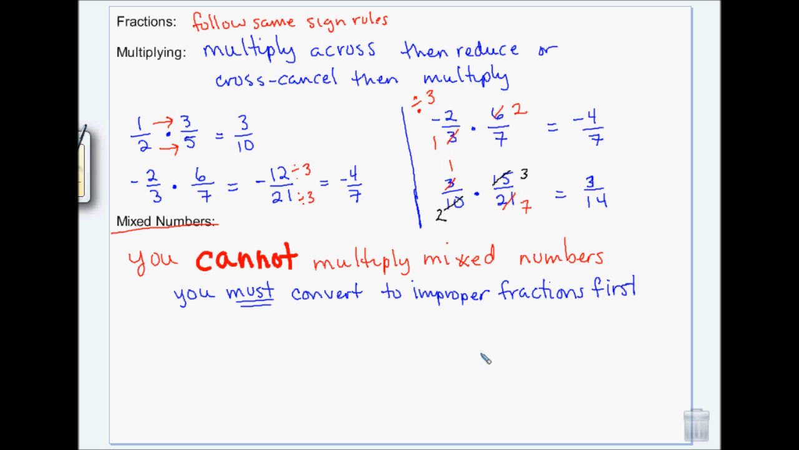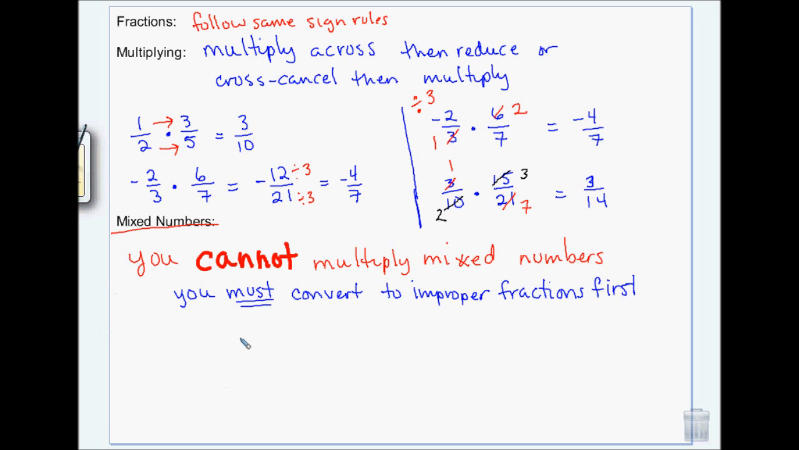I have seen people multiply the fraction parts and then multiply the whole number parts and then tell me that's the answer. No, no, no, no, no. There are no steps for multiplying mixed numbers. That mathematical operation does not exist. You have to make them improper fractions. They have to be fractions in order to multiply them.